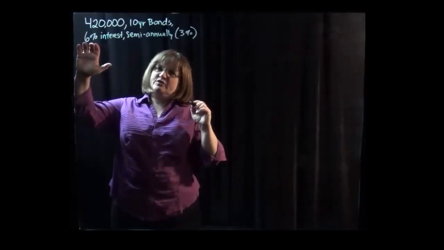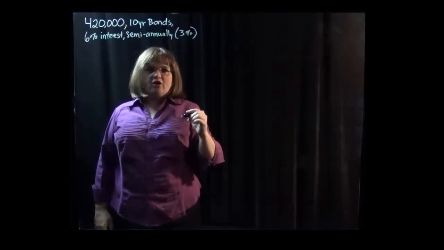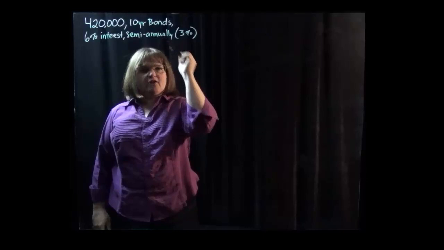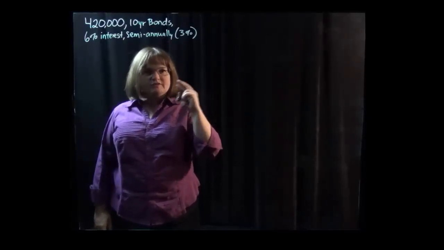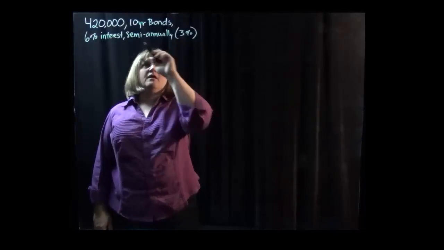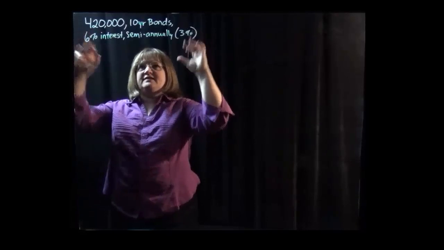If you take the annual interest rate and divide it by the number of periods that there are in a year, and when it's semi-annual, there are 2 payments in a year, just like there are 2 semicircles in a circle. So the semi-annual interest rate there would be 3%. That's on the face of the bonds.